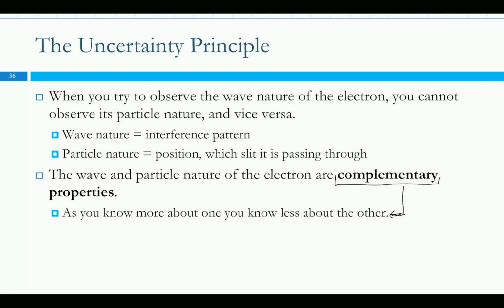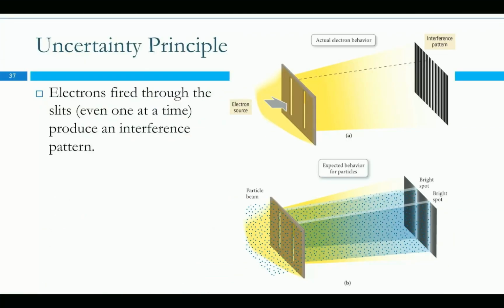So we can observe electrons acting like particles, but then we won't observe them acting like waves. We can observe electrons acting like waves, but then we won't see them act like particles. So they're independent in terms of measurement, which was the whole experiment, the uncertainty principle experiment, where you shoot electrons through a slit. Even if you're shooting one electron at a time, you eventually end up with an interference pattern.